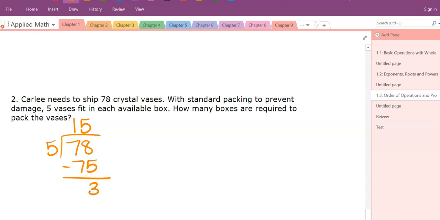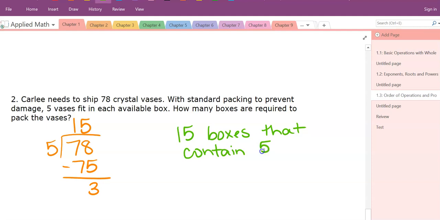So you're going to have 15 boxes that contain 5 vases, and you will have 1 box that contains 3 vases.